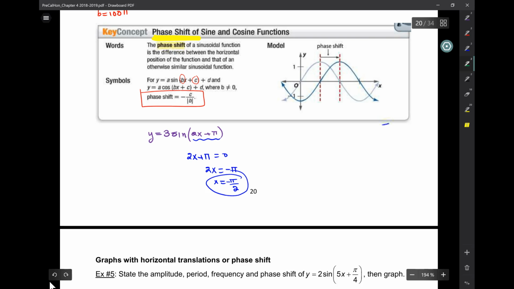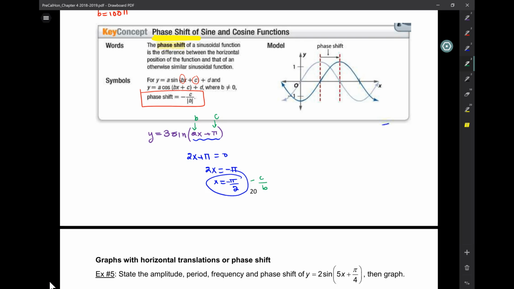All right, so let's take a better look at this. The 2 is our b. The pi is our c, right? In here, what did we get? We got negative c over b, right? Because when you solve that term, you're always going to get negative c over b.